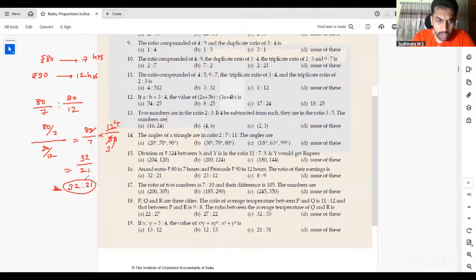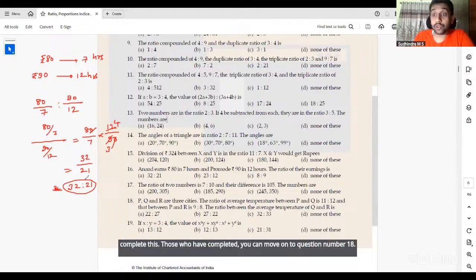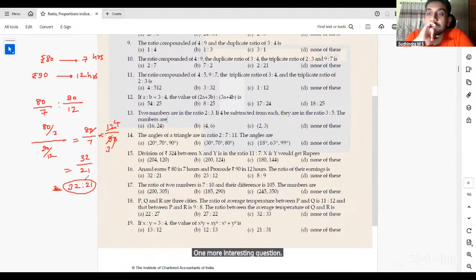Complete this. Those who have completed, you can move on to question number 18. One more interesting question, the 18th question.